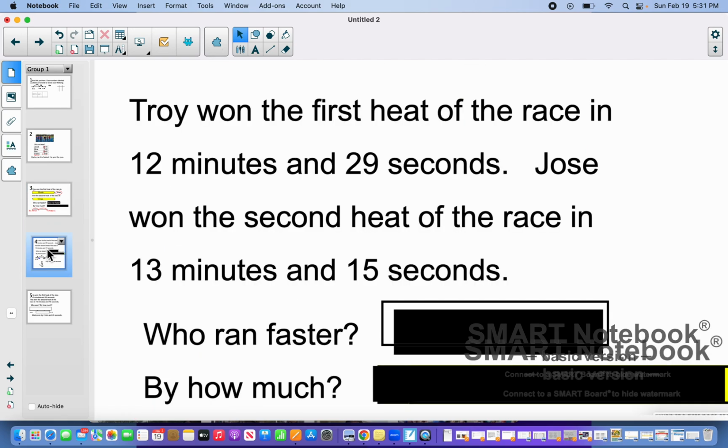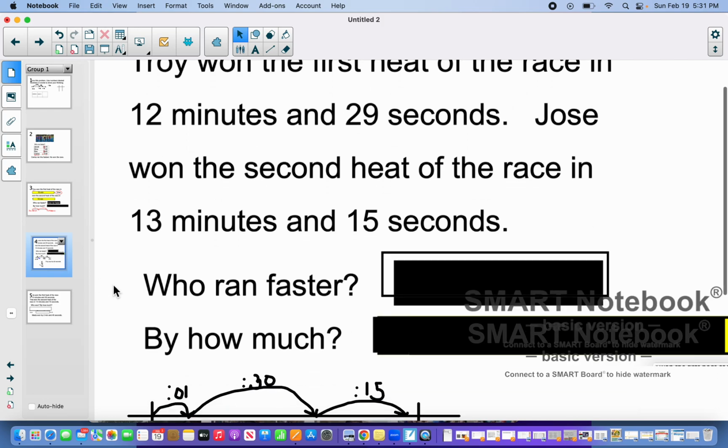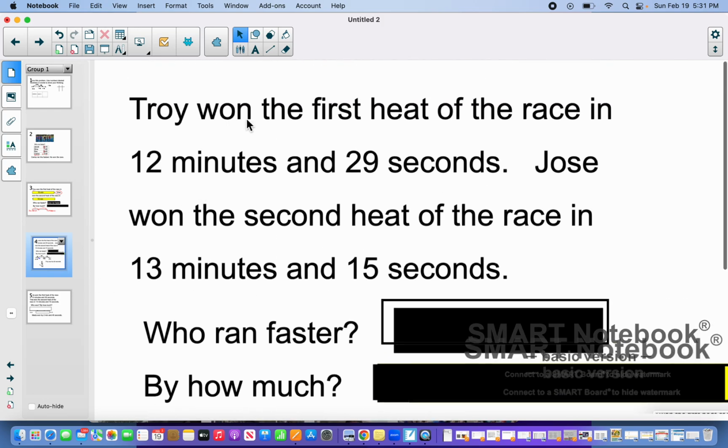So now we're going to throw it in with minutes and seconds. So you're going to do the same thing. You're going to be sketching this out with a number line. So it says Troy won the first heat of the race in 12 minutes and 29 seconds. Jose won the second heat of the race in 13 minutes and 15 seconds.